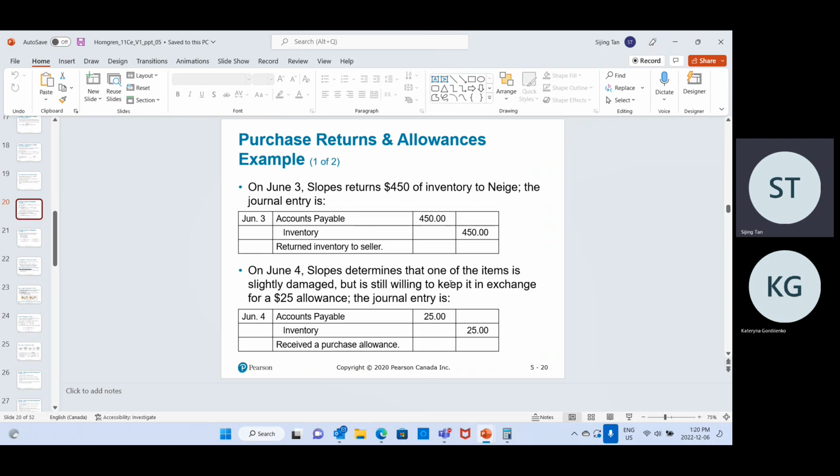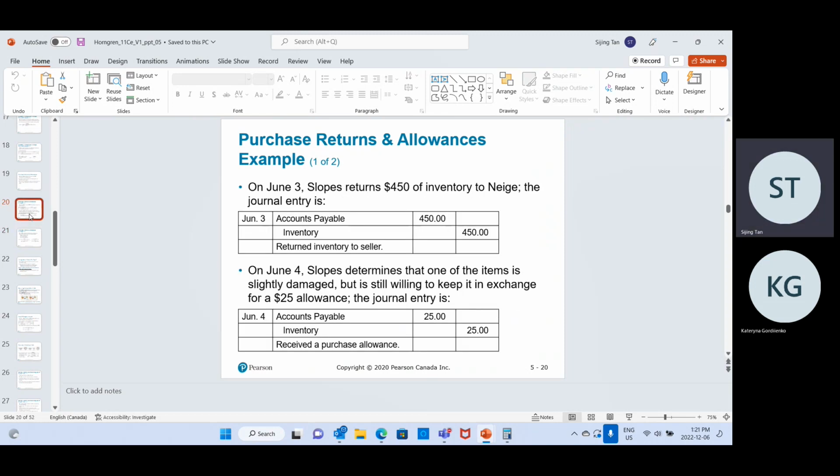Then the next day, Slope determined that one of the items was slightly damaged, but is willing to keep it in exchange for a $25 allowance. The $25 allowance will be granted by Lage. That means accounts payable will decrease by $25 because we're going to receive that $25 allowance. Our inventory, recorded for the purchase allowance, would decrease by $25 because it's going to decrease our total inventory value and also decrease our total accounts payable. So that is how you record a journal entry for a purchase allowance. Okay, this is for a purchase return.